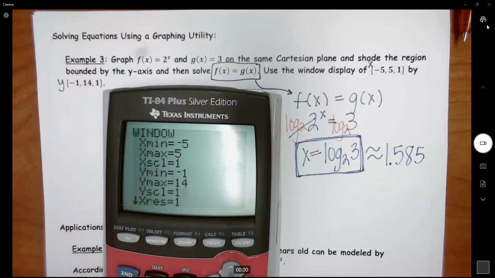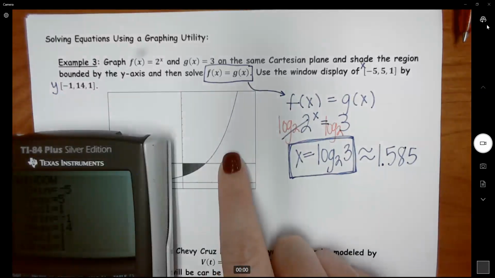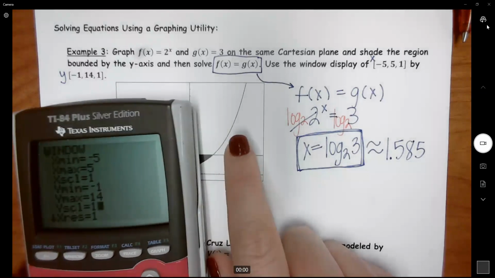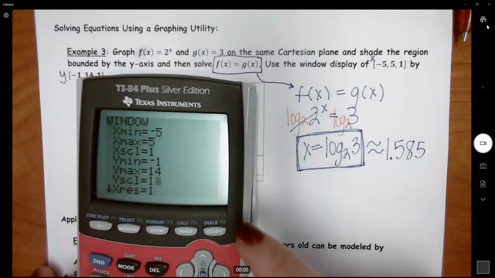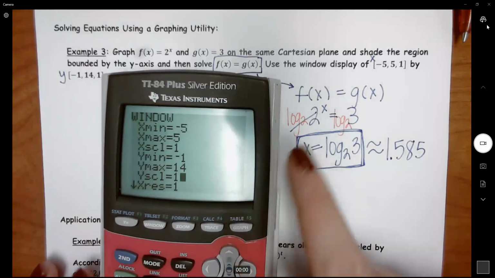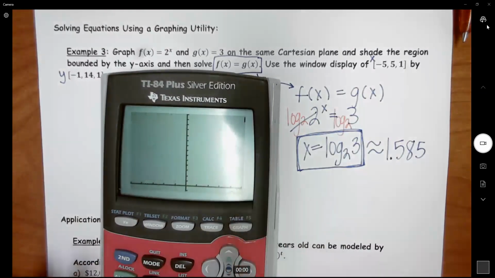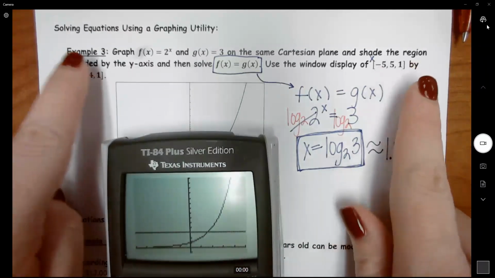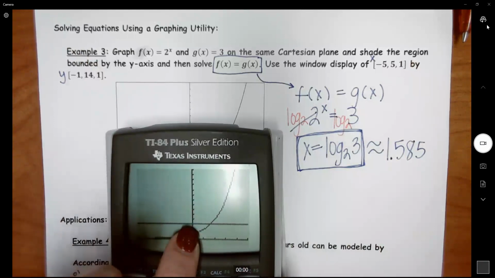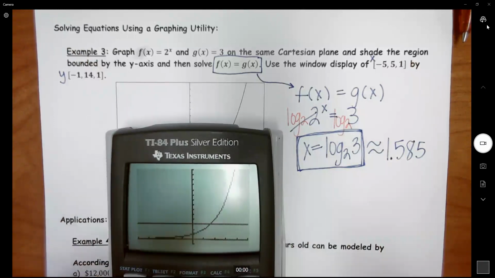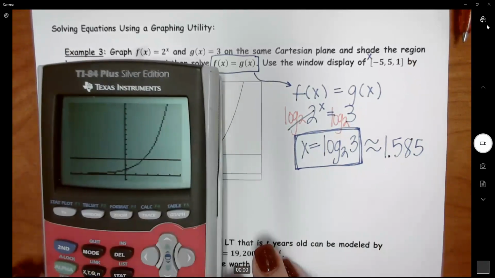You don't have to make the window match, but this graph right here is going to be multiple choice. And if you want your graph to match identically with your multiple choice, you need to pick its windows. So once I fix the window to the display it asked for, I'm going to hit graph. And you can see there's my graph. Now they went on to shade the region bounded by the y-axis. Okay, so it's shaded right there, but you know, I'm not shading.